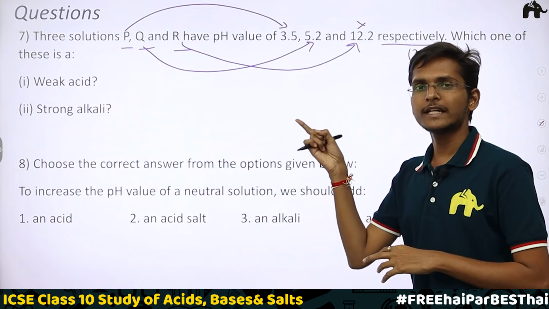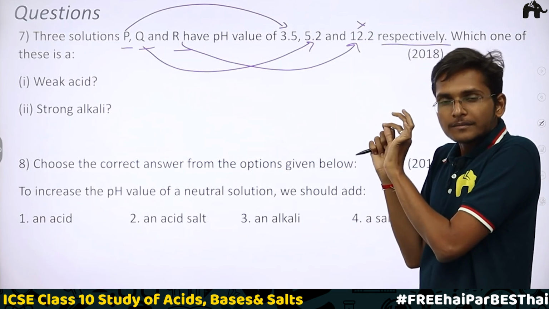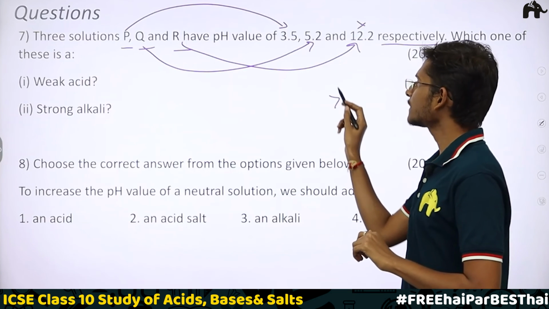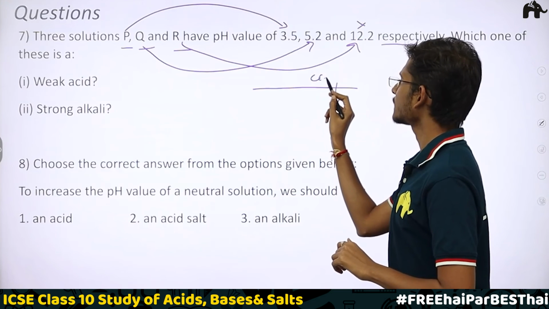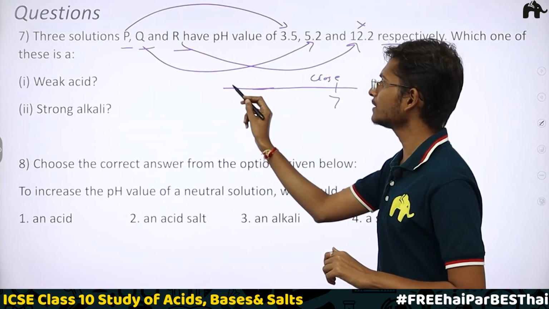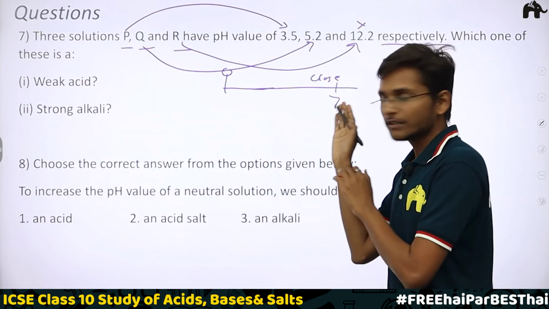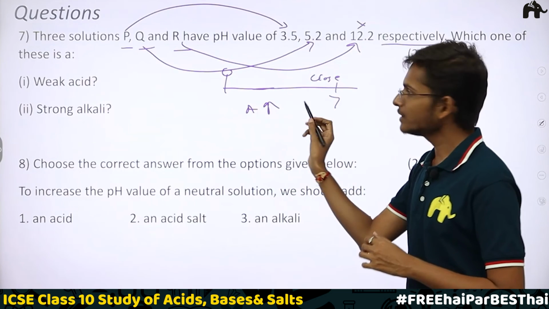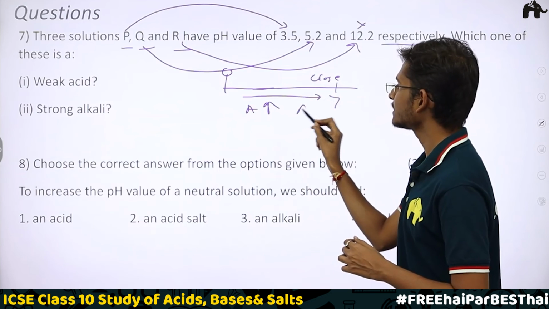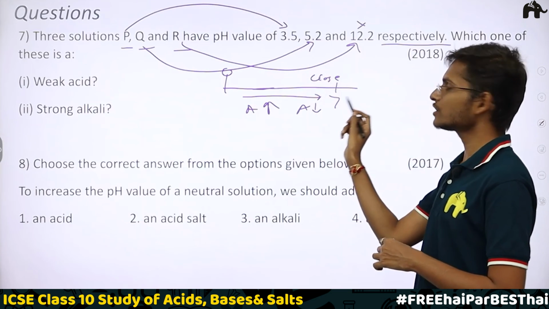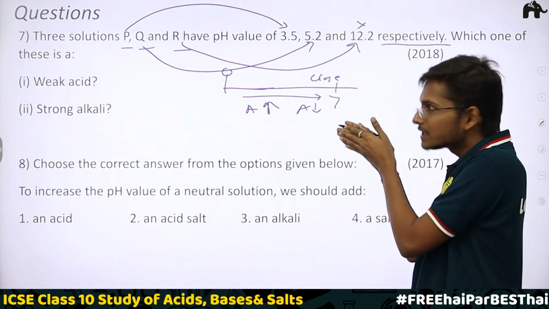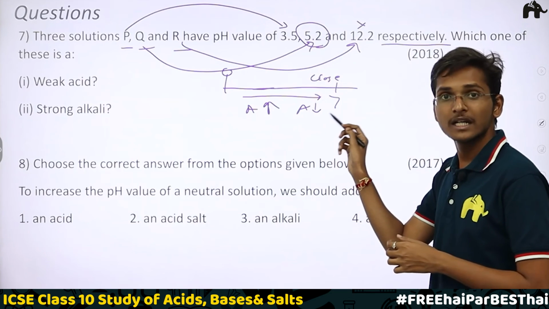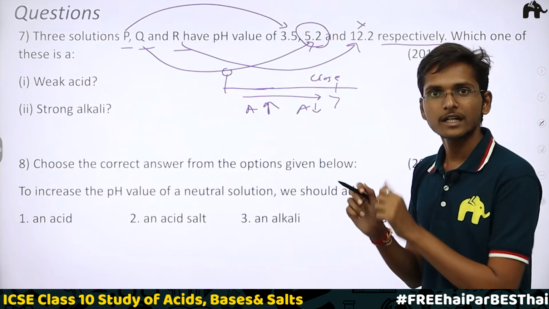If it is weakly acidic in nature, this means it should be close to 7. When we move farther from 7, acidic nature increases. Opposite, when we move close to 7, acidic nature decreases. So the value closest to 7 would have the least acidic nature. Out of these, which value is closest to 7? 5.2. So its acidic nature would be lesser than 3.5.